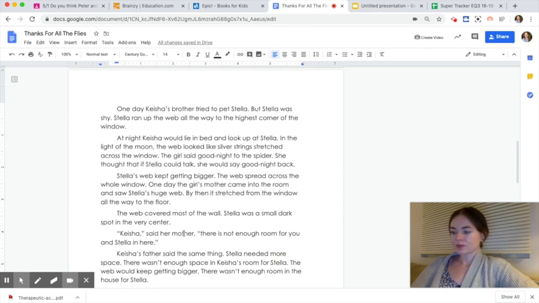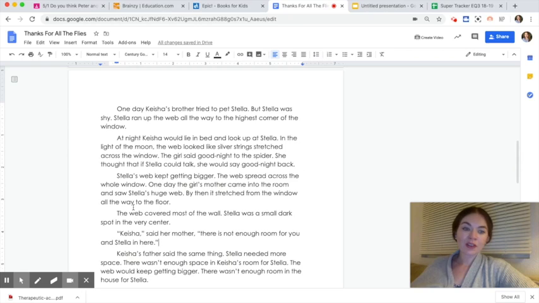All right. Let's pause here. What did we uncover? We already uncovered some of our characters. I noticed that we start to see a problem here. Let's look at some of Stella's actions and see if they can help us decipher the problem. We know that Stella keeps weaving a bigger and bigger web. First, she weaves one that spreads across the whole window. Then she does it where it spreads all the way from the window to the floor. That is a huge web that she is spinning.